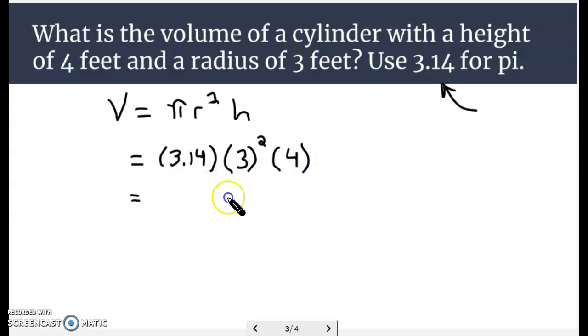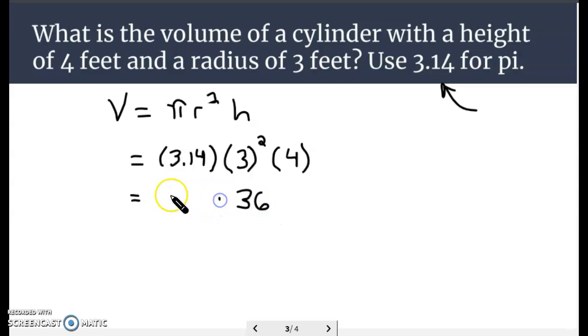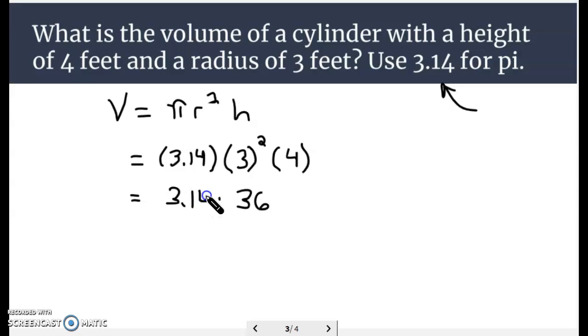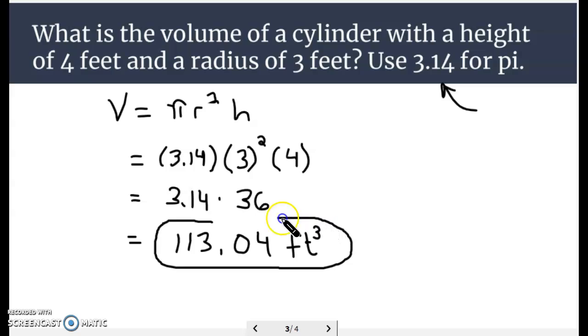Alright. Order of operations, we're going to figure out the 3 squared first. That's 9. 9 times this 4 gives us 36. And then we still need to multiply times 3.14. We put that in the calculator and we'll find that 36 times 3.14 is 113.04. And we are in feet, so we're saying feet cubed. You could also pronounce it cubic feet. 113.04 cubic feet. That brings us to this last one, which is an application here. We use a little bit of algebra to figure these out.